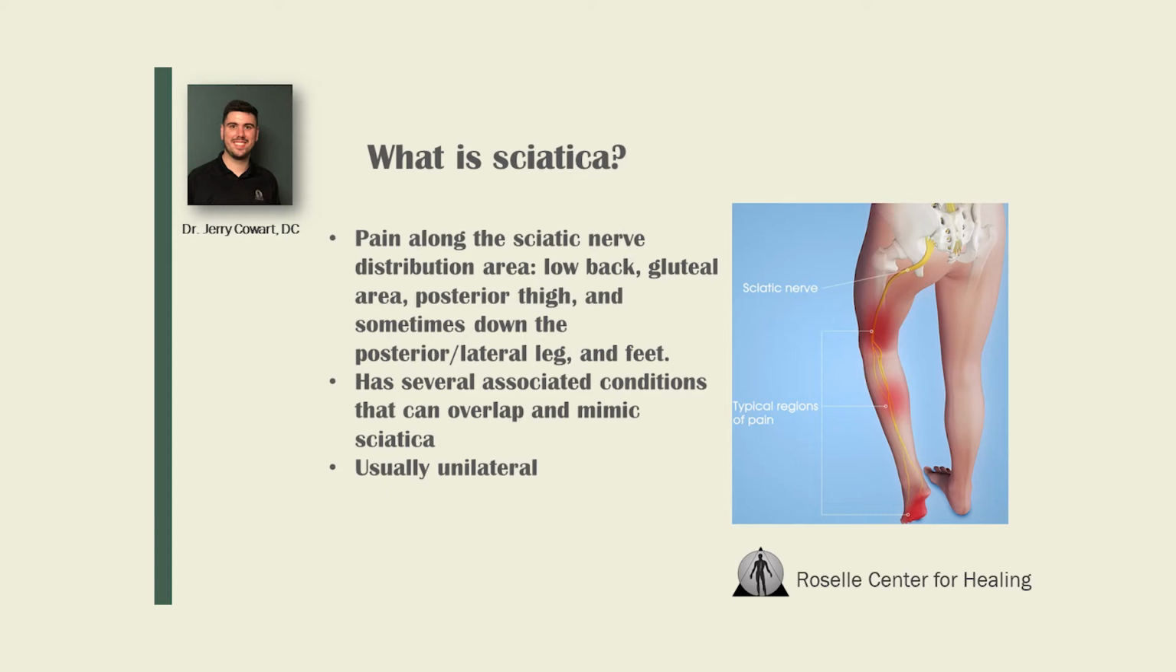You can have multiple things that are all relating to sciatica, or you can have one big thing that can mimic a whole bunch of other things. And then it's usually unilateral. Unilateral meaning one side of your body, one leg. Sometimes, and it's rare, you can get sciatica in both legs at the same time. We'll discuss a little bit further about how someone can have it on both legs at the same time, but typically it's only going to be in one leg.